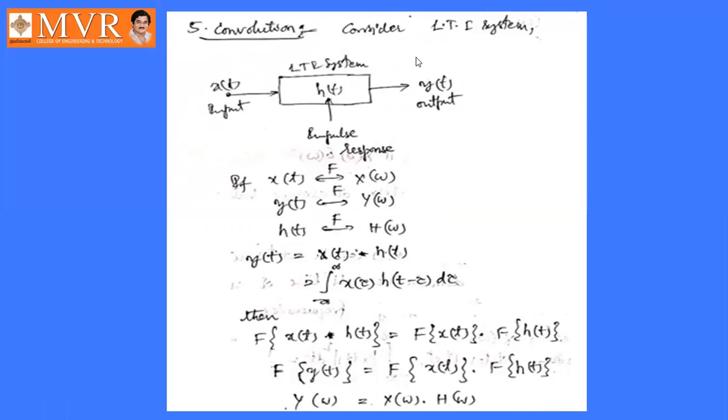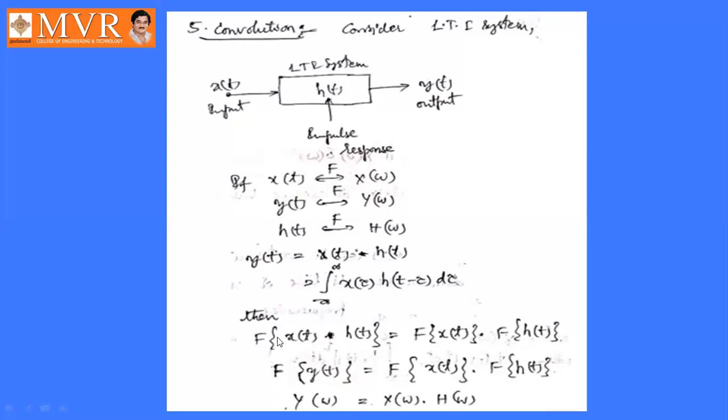Then this output or response y of t is defined as x of t convolved with h of t. So what is the definition of convolution? That is integral minus infinity to infinity x of tau into h of t minus tau d tau, right? Then the Fourier transform of x of t convolved with h of t will become the Fourier transform of x of t multiplied by the Fourier transform of h of t. What is the Fourier transform of x of t? That is x of omega. What is the Fourier transform of h of t? That is h of omega. So x of omega multiplied by h of omega.